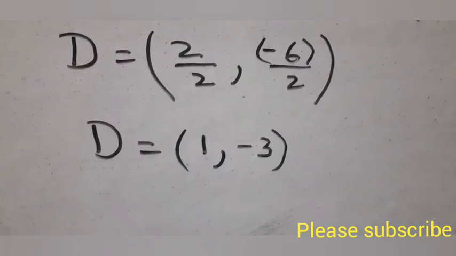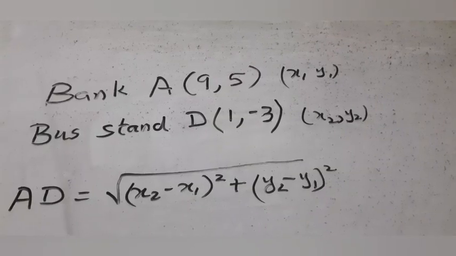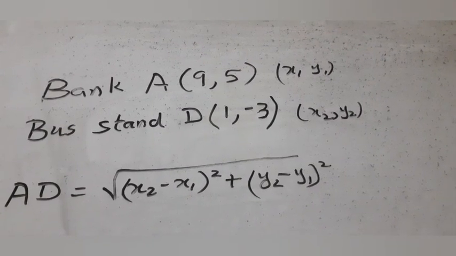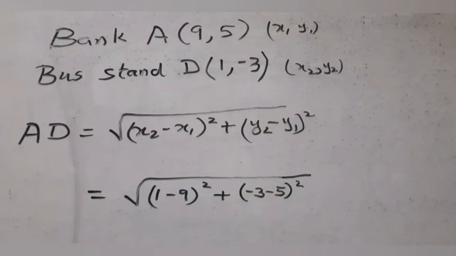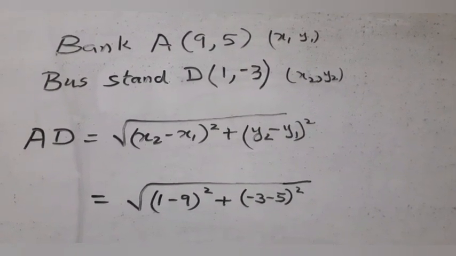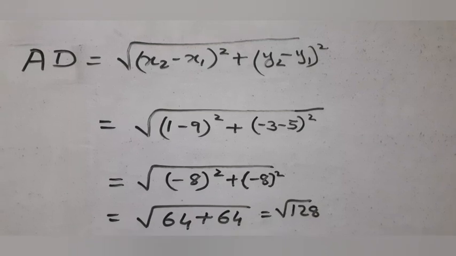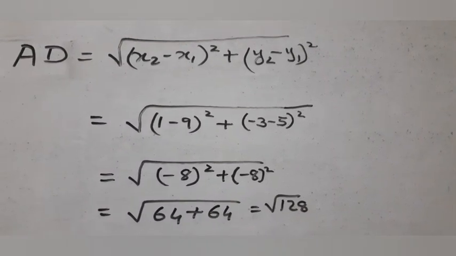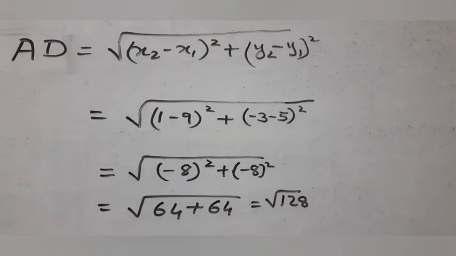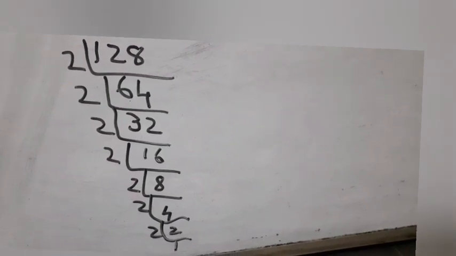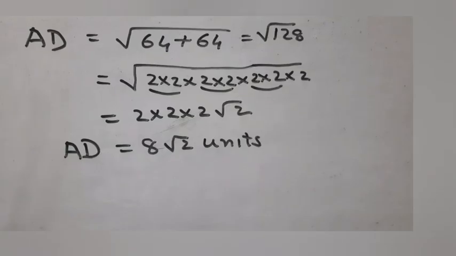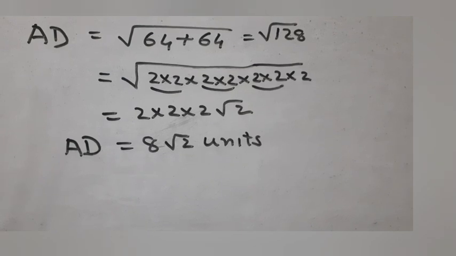Use this to find the distance from the bank to the bus stop. As before, take the coordinates as x1, y1 and x2, y2 and apply the distance formula. Use prime factorization for 120 to simplify further. So the person has to travel 8 root 2 units.